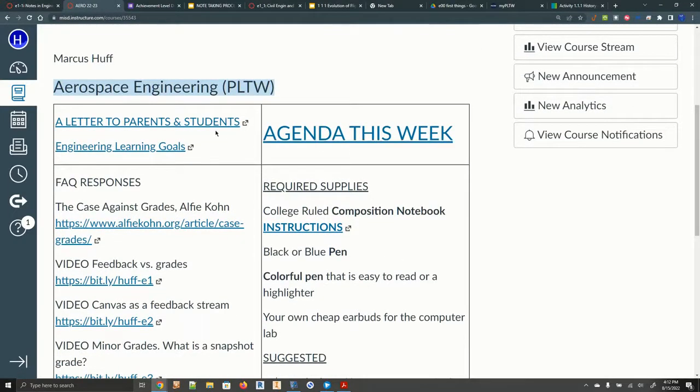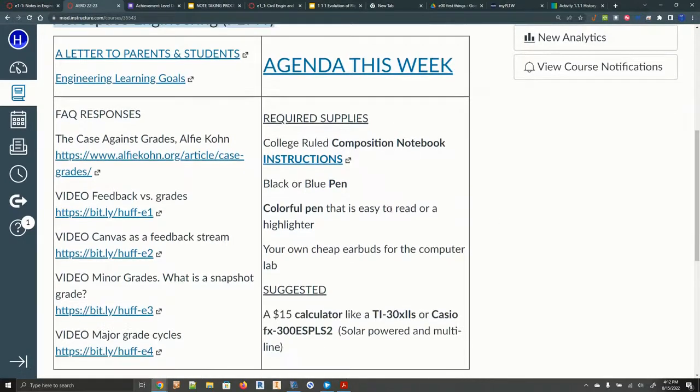you will have some information like the parent letter. We're working on learning goals right now. I'll have that linked here. Here's your required supplies. You need a composition notebook, a black or a blue pen, a colorful pen to write with that needs to be easy to read, and cheap earbuds. I would also suggest an inexpensive scientific calculator if you don't already have one.